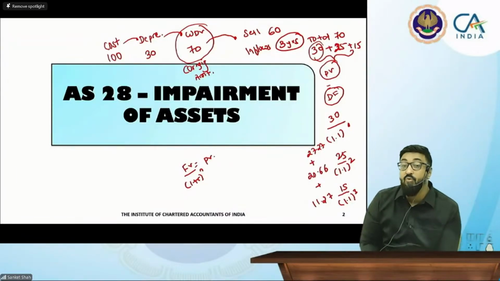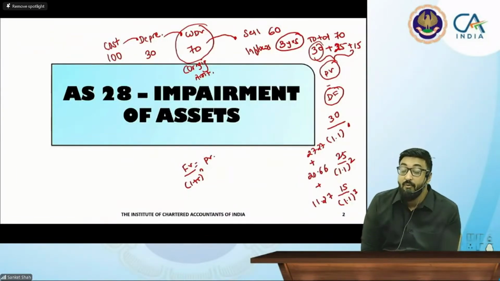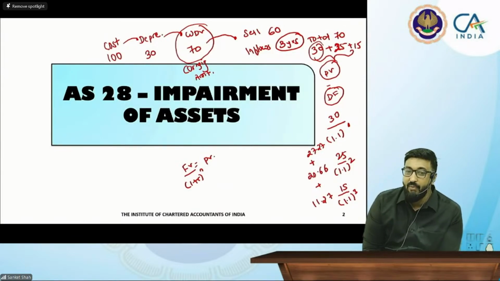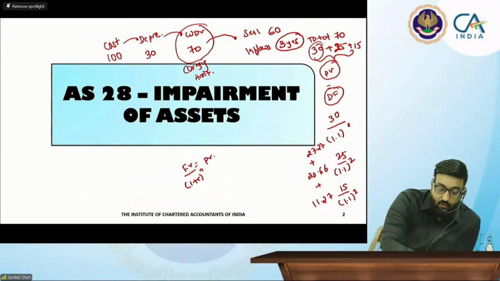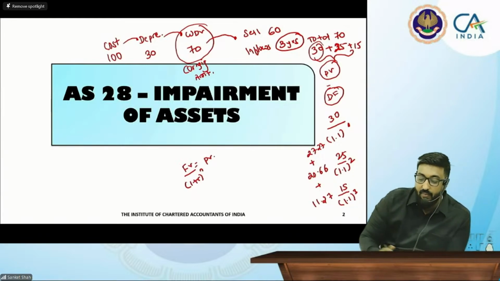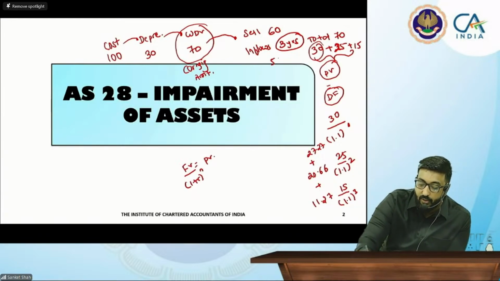Now addition of this. If I use the memory plus function while doing this calculation, it is easy. We have not used the memory plus function now, but next time we will use it. So 27.27 plus 20.66 plus 11.27. What is the value I'm getting? 59.2.